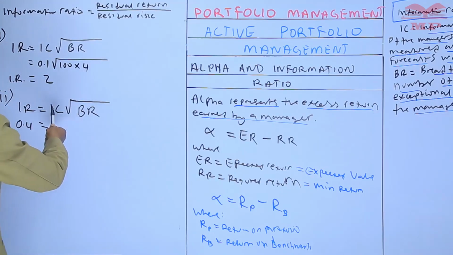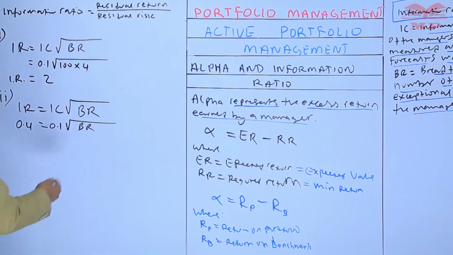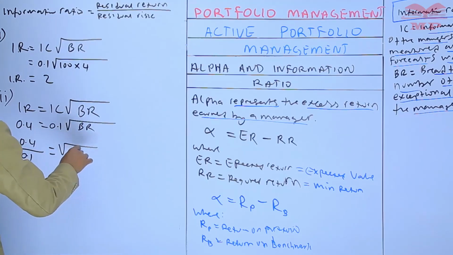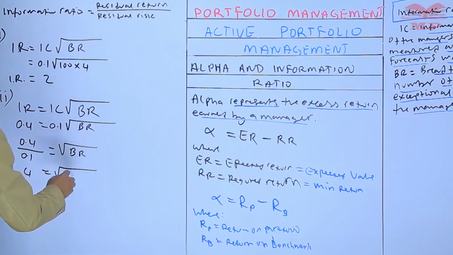So the information coefficient remains the same: 0.4 equals 0.1 times the square root of BR. How much do we actually need? The first thing is to divide. We get 0.4 divided by 0.1, and then we get the square root of the breadth of the market. So 0.4 divided by 0.1 gives 4, which equals the square root of the breadth of the market.